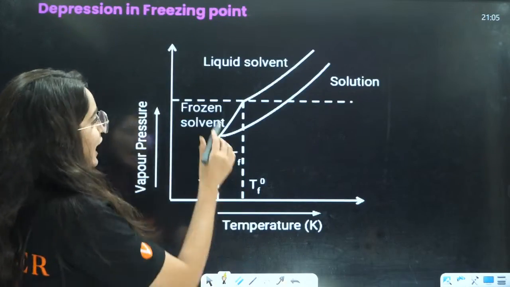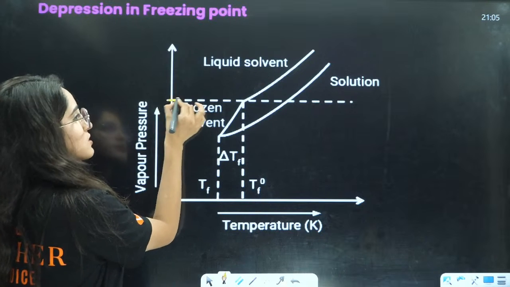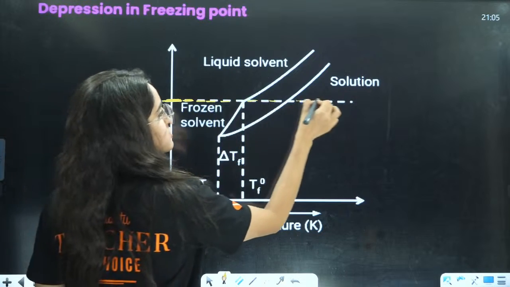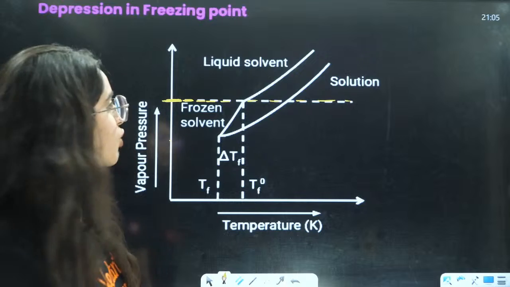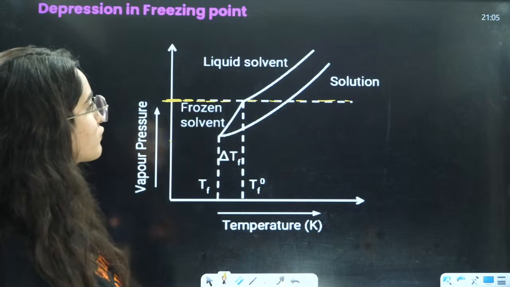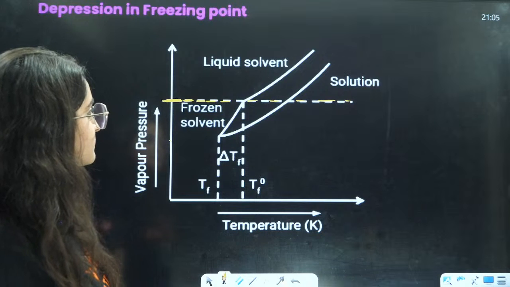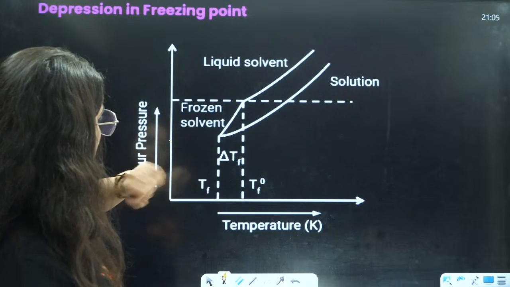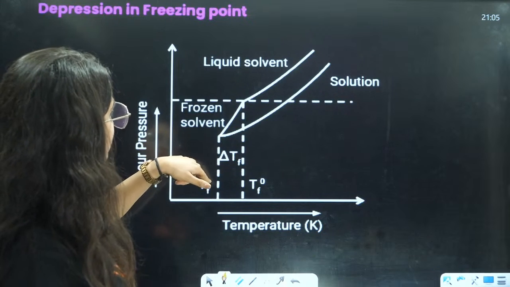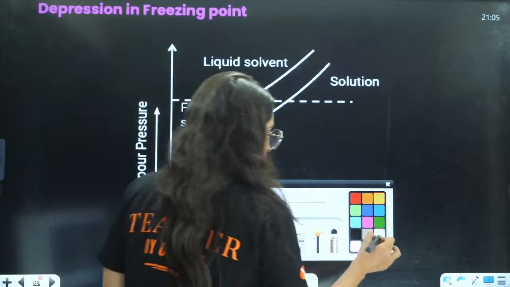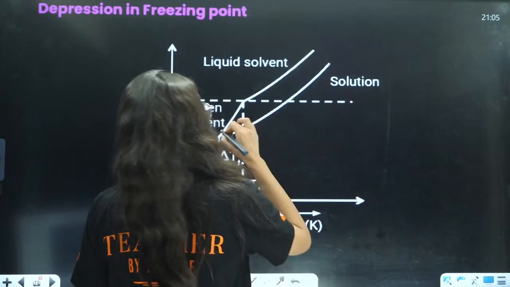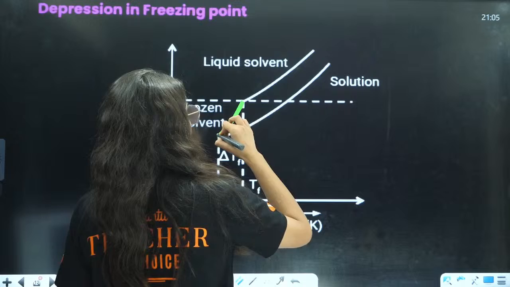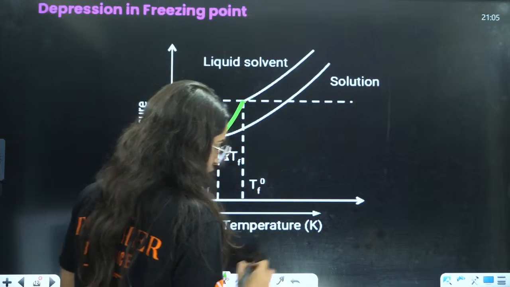Now, I am saying that this is the frozen, wait a minute, yes, this is your vapor pressure of the solid, right? This is a frozen solvent, no? This is the vapor pressure of frozen solvent, right?